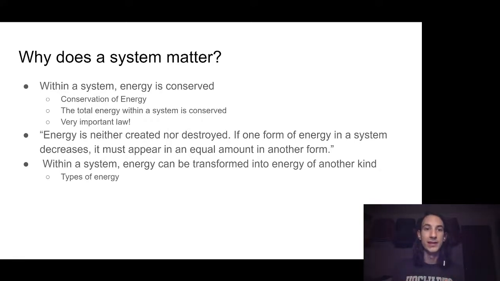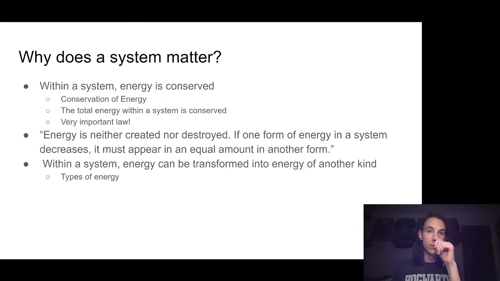So the way the College Board defines conservation of energy is saying that energy is neither created nor destroyed. If one form of energy in a system decreases, it must appear in an equal amount in another form. So that's just another way of saying conservation. If the potential energy goes down, the kinetic has to go up, just as an example. So within a system, energy can be transformed into energy of another kind. We can have the same amount of energy in our system. It may just be in different forms. It may be potential. It may be kinetic.